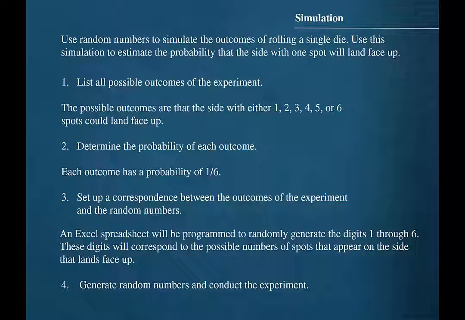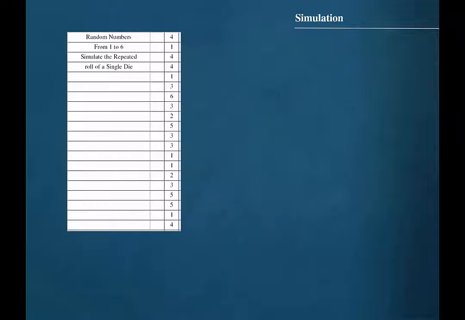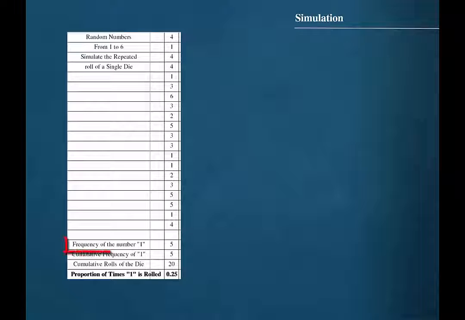Step 4 is to generate random numbers and conduct the experiment. This list of 20 random digits was generated using the random number function in an Excel spreadsheet. From this list, we can find the frequency of the number 1. We will repeat this process, so we will also compute the cumulative frequency of the number 1. We will keep track of the number of cumulative rolls of the die, and from these values, calculate the proportion of times a 1 is rolled.